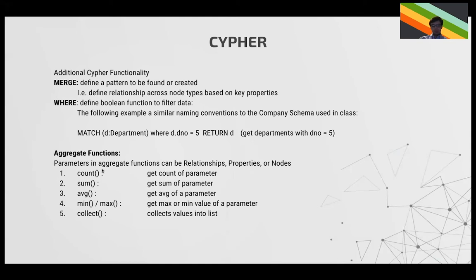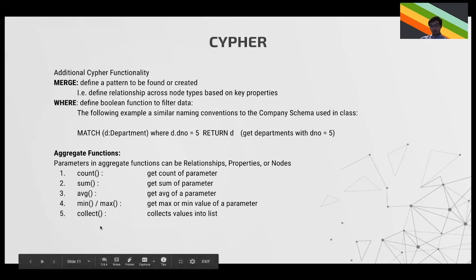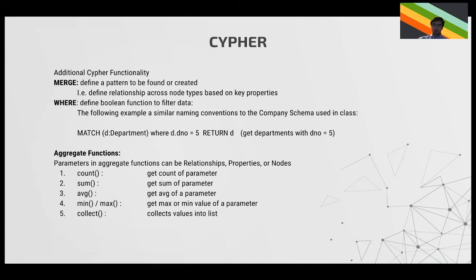And then Cypher also has aggregate functions, and the aggregate functions supported are count, sum, average, min, max, and collect. And all the collect function does is select the parameter you're given and compile that into a list.